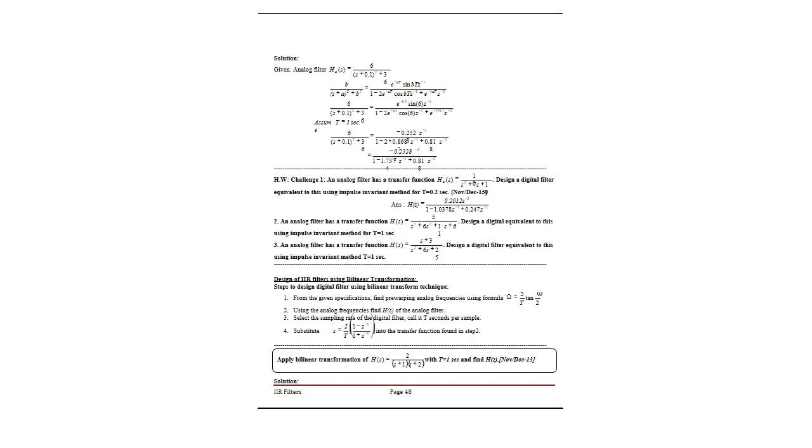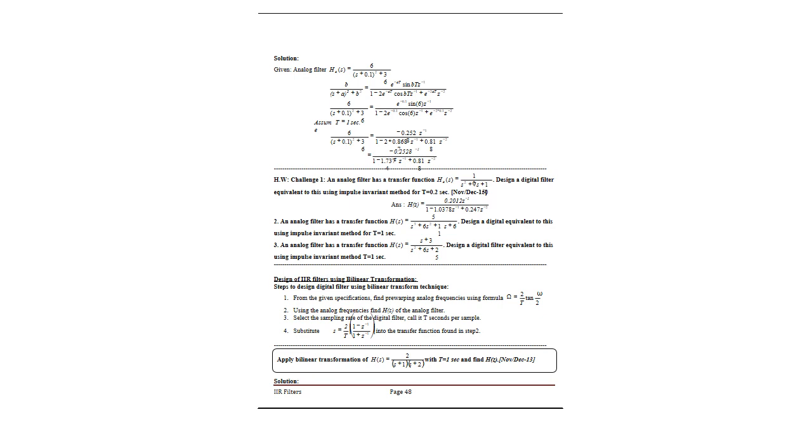Next, we have to design the IIR filters using the bilinear transformation. For this we have to use these steps. From the given specifications, find the pre-warping and analog frequencies using the formula Ω is equal to 2 by T tan of ω by 2. So using the analog frequencies, find the H(s) of the analog filter. Then select the sampling rate of the digital filter, call it T seconds per sample. Then substitute s is equal to 2 by T into (1 minus z inverse) by (1 plus z inverse) into the transfer function found in step 2.